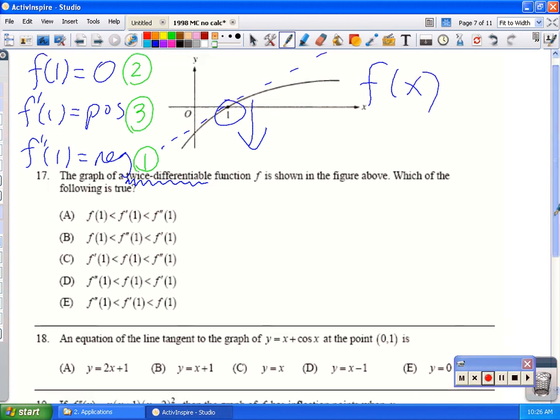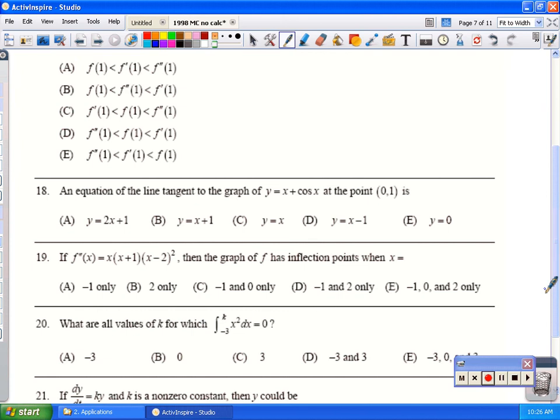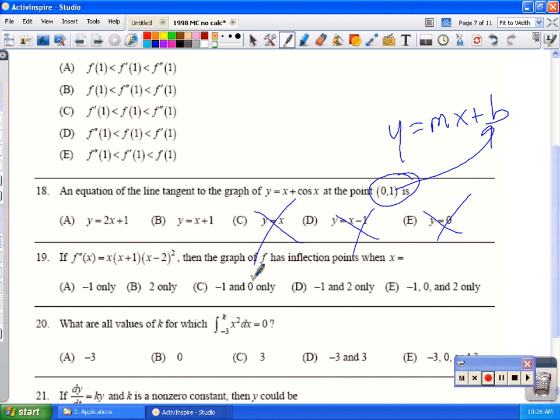Problem number 18. In problem number 18, they want me to write the equation of a line, and guess what they give me? The y-intercept. So in this case, I would not go with point slope. I would go with y equals mx plus b, because they've already told me that the y-intercept is 1. So I can eliminate this one, I can eliminate this one, and I can eliminate this one, because none of those three have a y-intercept of positive 1. So now the problem boils down to the slope.